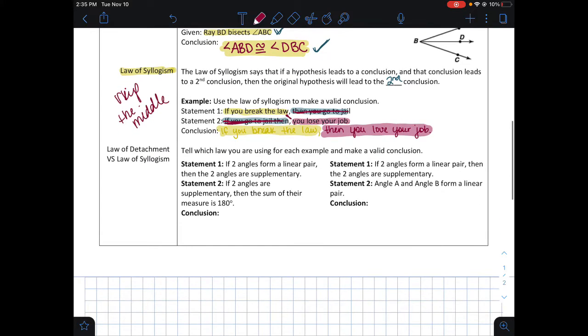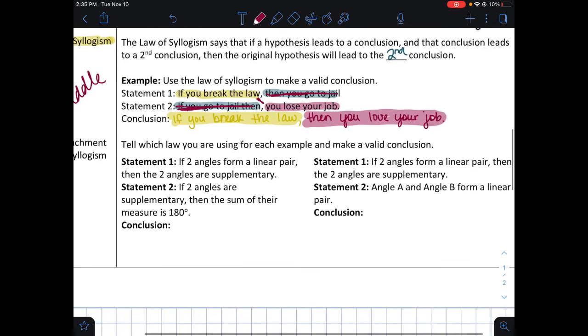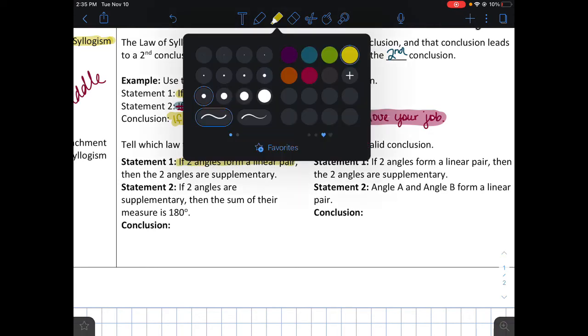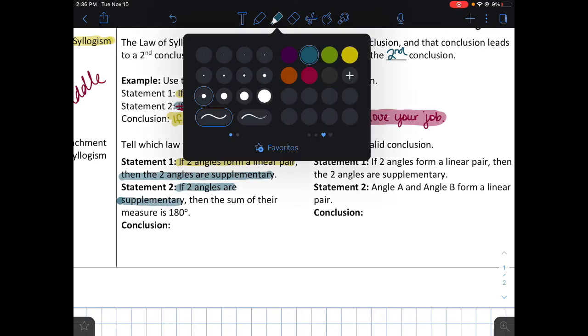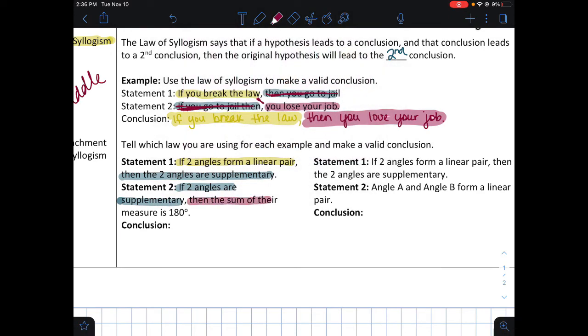All right, so let's do a couple of these. Tell which law you're using for each example and make a valid conclusion. Statement 1: if two angles form a linear pair, then the two angles are supplementary. Statement 2: if two angles are supplementary, then the sum of their measures is 180. So let's start. Two angles form a linear pair. Next, two angles are supplementary. The next one picks up with that same statement, and then it ends with a different statement.